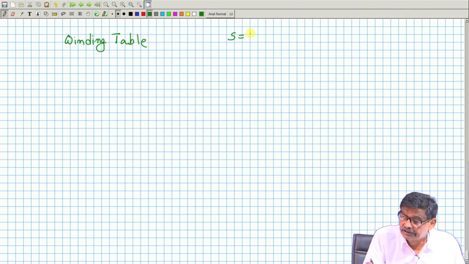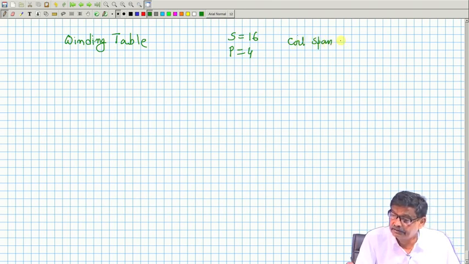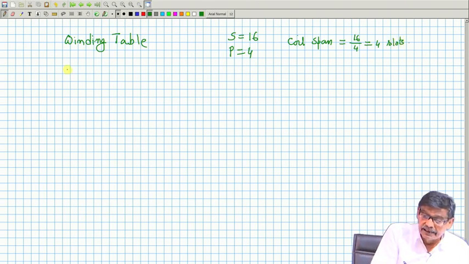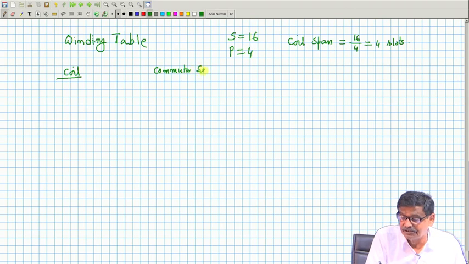Slots equal to 16, P is equal to 4, coil span for maximum voltage is equal to 16 by 4, in terms of slots, 4 slots. So, here now I do like this coil, and here I have to do another thing: commutator segments. 2 things must be there.